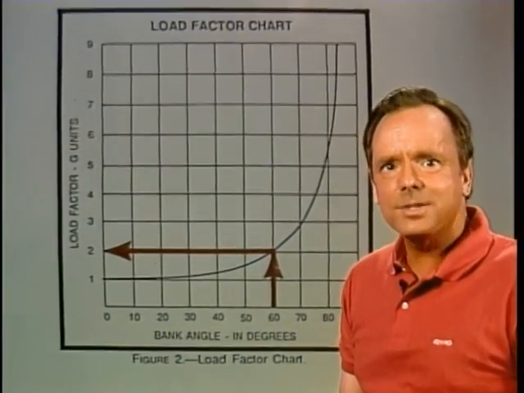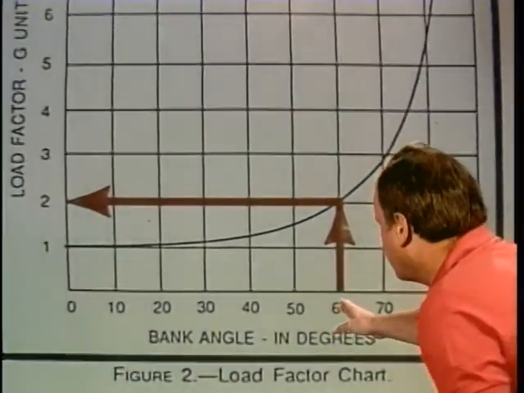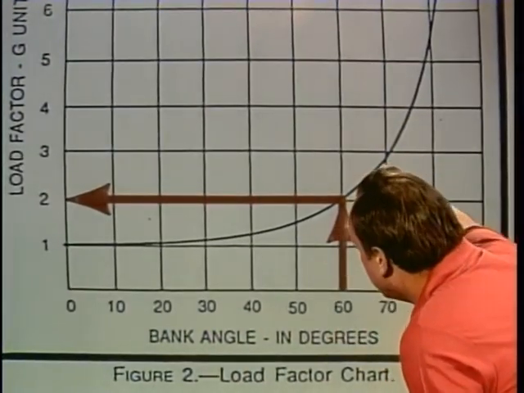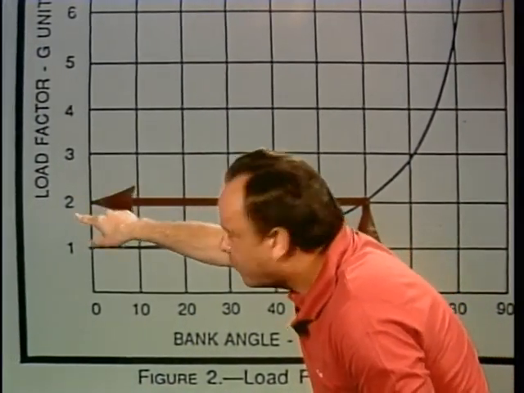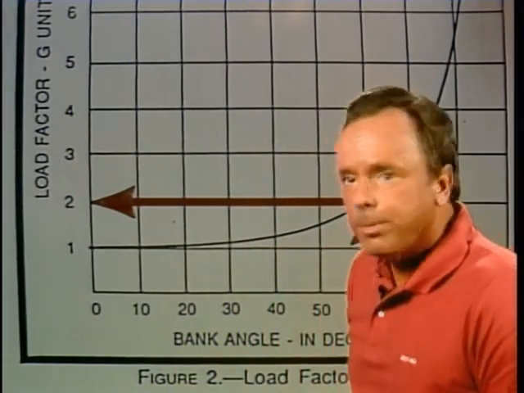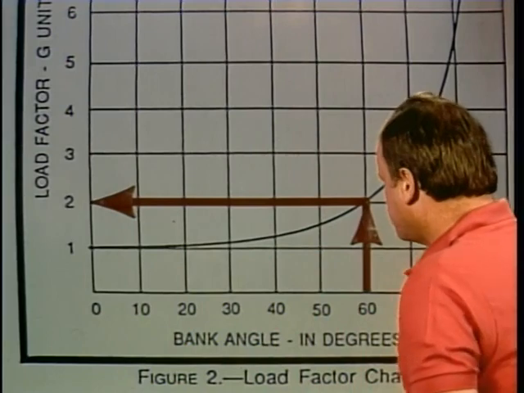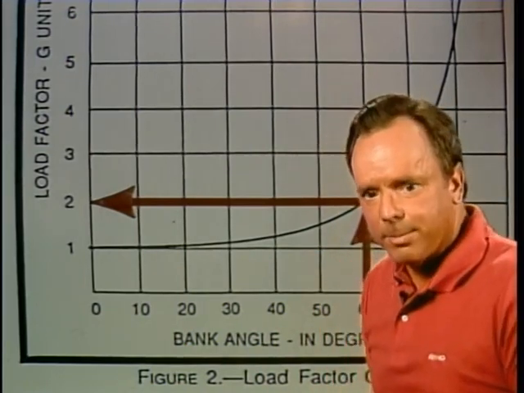In this particular case, in a 60-degree bank, we'll start down at the bottom of the chart at 60 degrees, read up till we hit the load factor line, read off to the left. We see that we're going to put a load factor of 2 on the airplane. That's 2 G's. It means the airplane and everything in the airplane will weigh twice as much. Now, if this airplane weighed 2,300 pounds to begin with, and we put this airplane under a load factor of 2, let's see what's going to happen to the airplane.